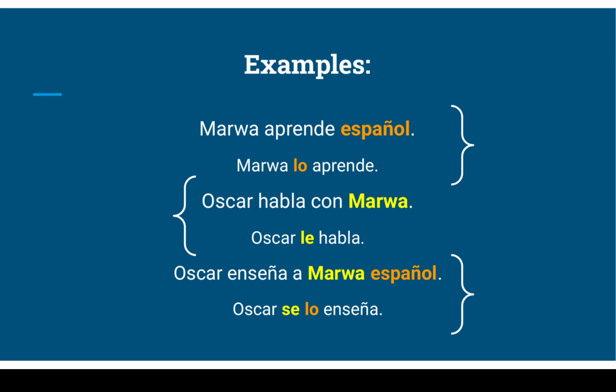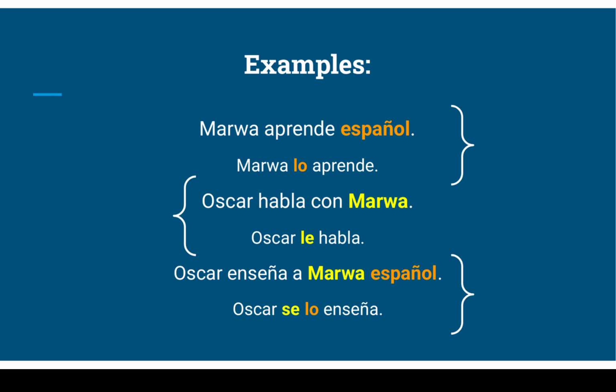The first one is an object, a direct object, español. And then we have Marwa, the indirect object, the person. And then we have two. We are going to use the double object. So in the first case, it says, Marwa aprende español. Marwa learns Spanish. So español, we have to replace it with a direct object pronoun. So we are going to use lo. Marwa lo aprende. Marwa learns it.